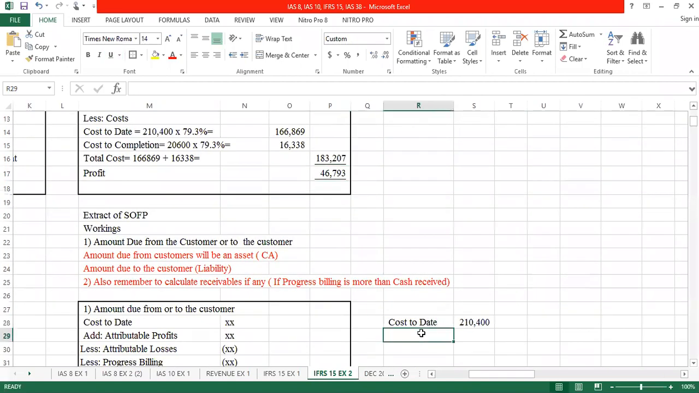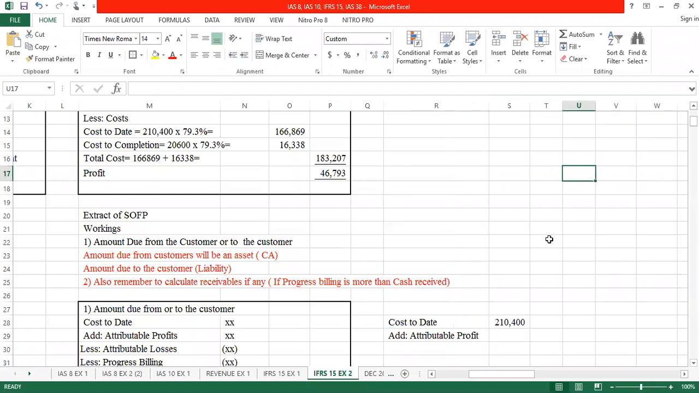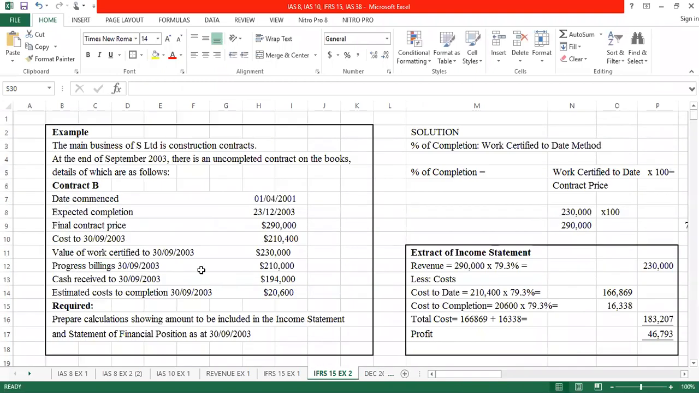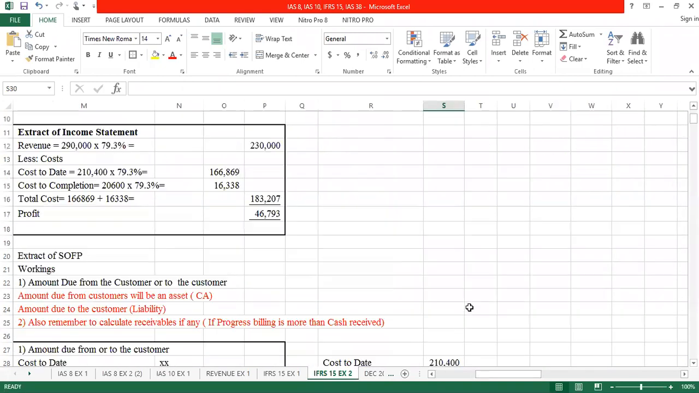So next, it is a profit, so add the attributable profit from the income statement calculation. I just bring this 46 down there. Next, less progress billings. What is our progress billings? Progress billings is 210,000. I hope everyone can see 210,000. What the other person was calling cost to completion, 210,000.